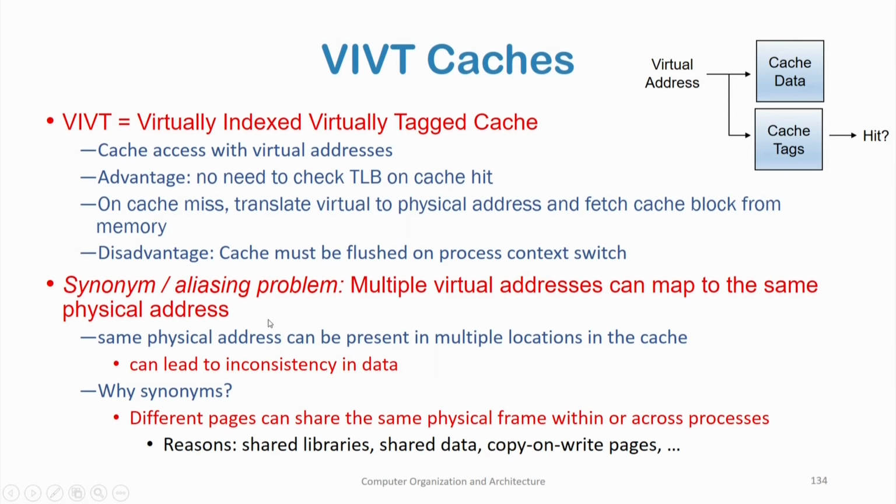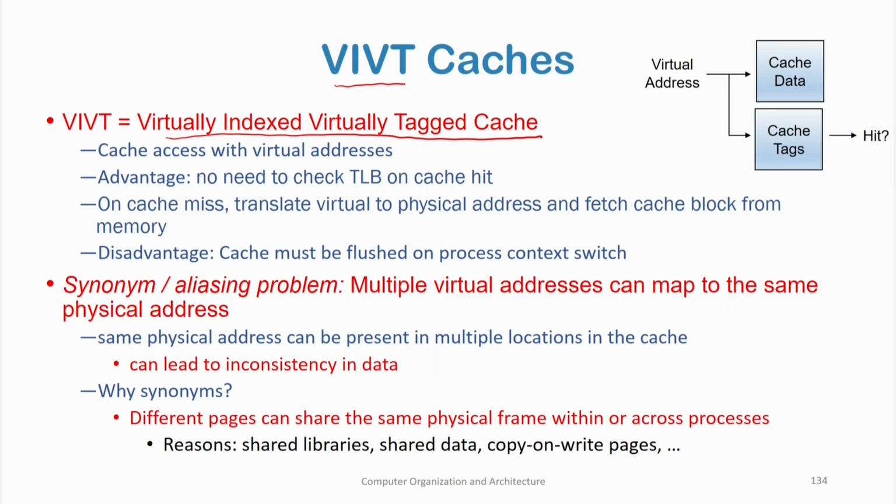So, we try to take the TLB out of the critical path by using virtually addressed caches. And the first type we will look into is the virtually indexed, virtually tagged cache.